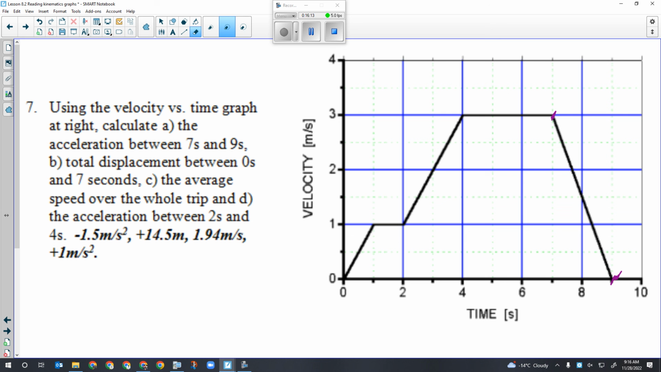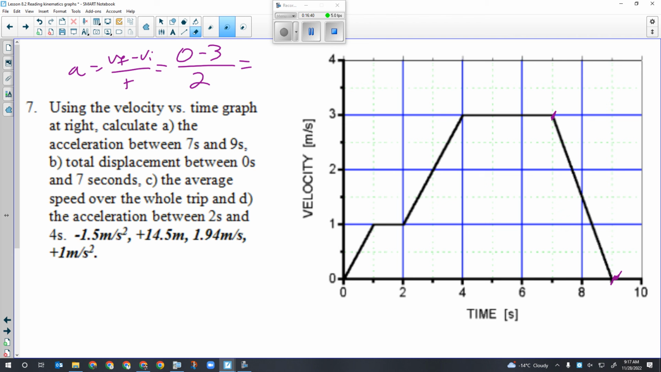Position? Velocity, right. Okay, so we got acceleration equals final velocity minus initial velocity divided by time. So my final velocity is at time 9 seconds, 0. Okay, and at time 7 seconds, it's 3. All right, that takes 2 seconds because between 7 and 9 is 2. Everyone okay with that so far?